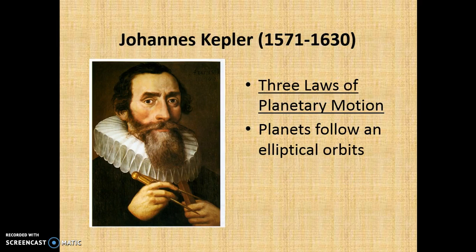Johannes Kepler proposed 3 laws of planetary motion, so he studied how the planets moved in the universe. For example, he said that planets don't follow a perfectly circular orbit around the sun. They actually have an elliptical orbit that's more oval-shaped.